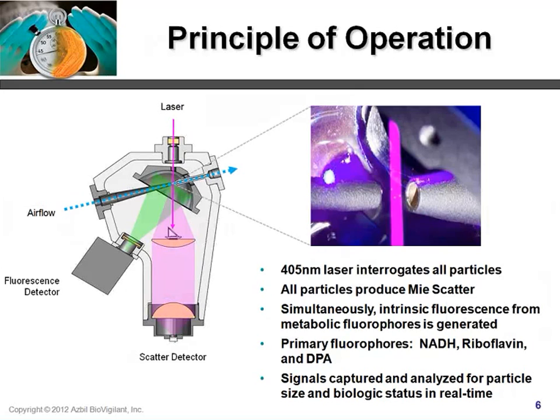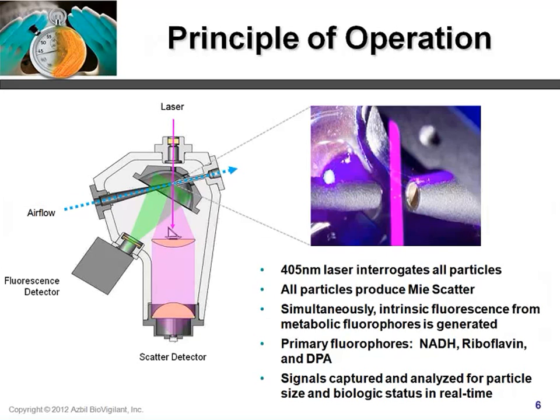Simultaneously, if the particle contains the metabolic fluorophores NADH and riboflavin, as well as the picolinic acid in the case of endospores, intrinsic fluorescence will be generated and is captured by a second set of optics and directed onto the fluorescence detector. And you can see that fluorescence illustrated by the green shaded region on the screen. These scatter and fluorescence signals, if present, are captured and analyzed simultaneously and in real time to determine the particle size and the biologic status.